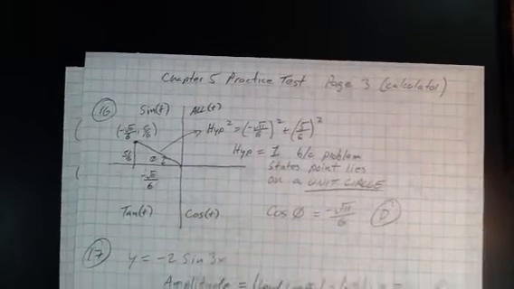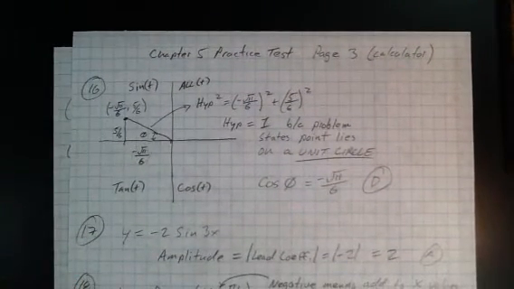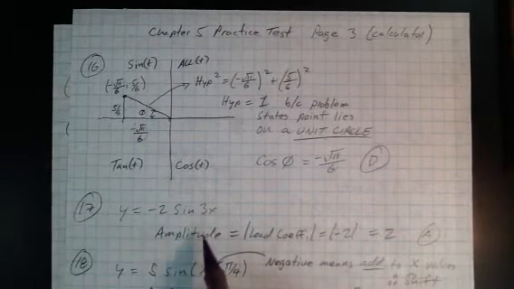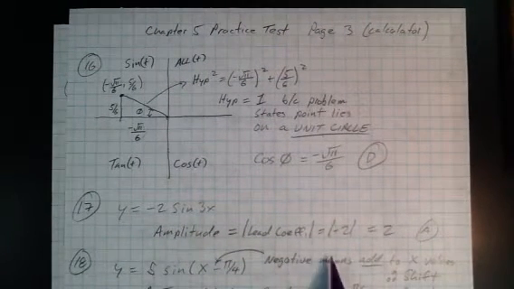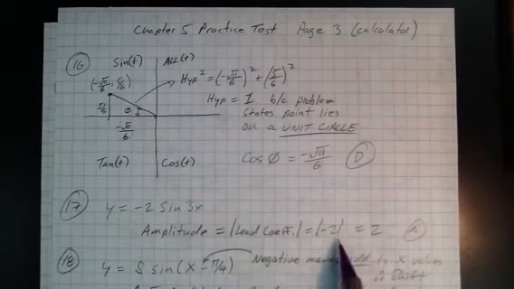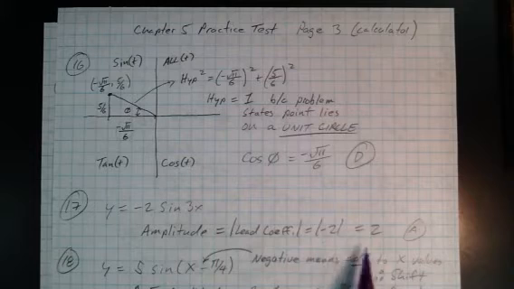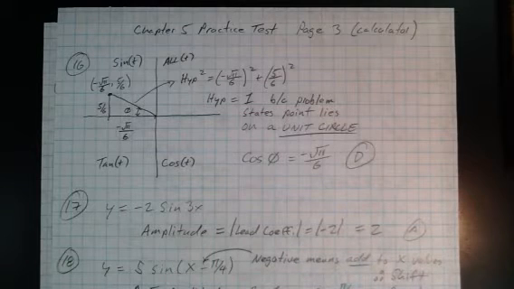Okay, number 17, asking for the amplitude. All right, this is always the absolute value of the lead coefficient. Lead coefficient is -2. Absolute value of -2 is 2.